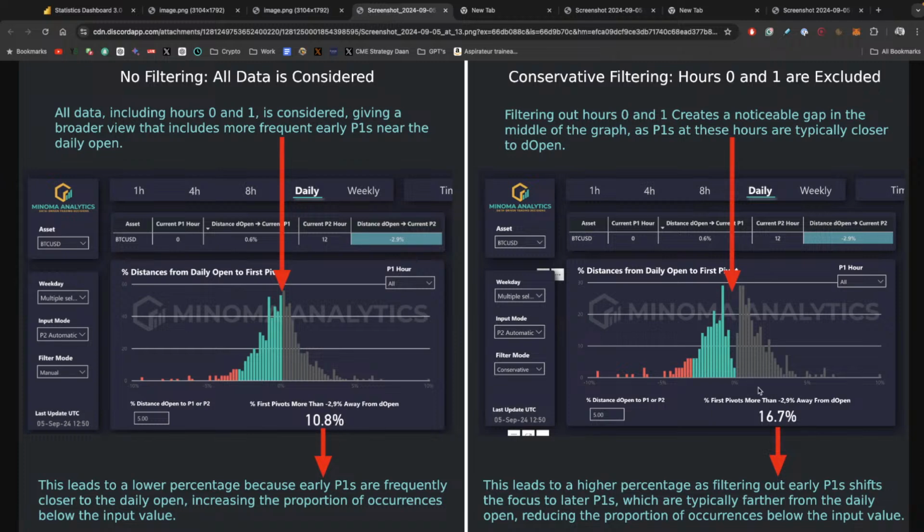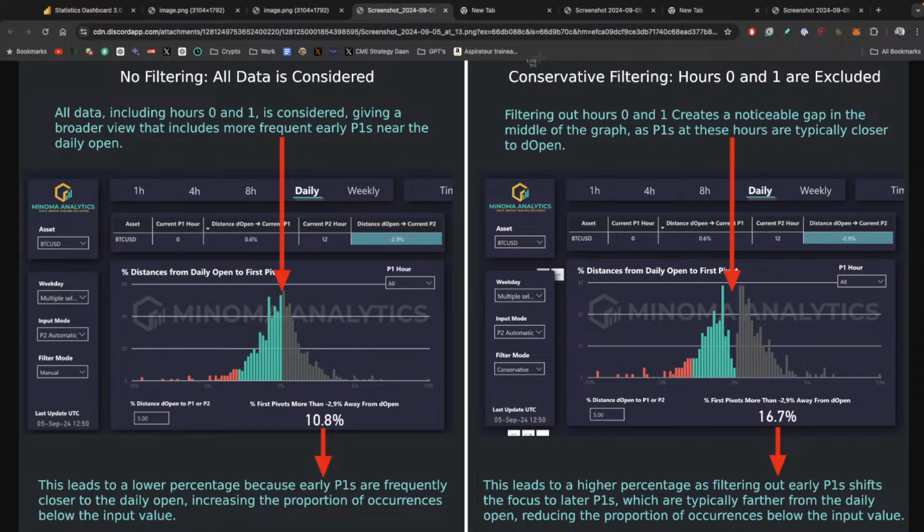It's pretty legit. Where this is more conservative, because you're assuming that P1 will happen later, and you're basically assuming that hour 0 and 1 do not put in P1s, right? That's what you're assuming in this statistic. So this statistic is just saying, hey, given all data, how likely is this to happen? And this statistic is saying, hey, if hours 0 and 1 wouldn't exist, how likely is this to happen? That is the difference between things.